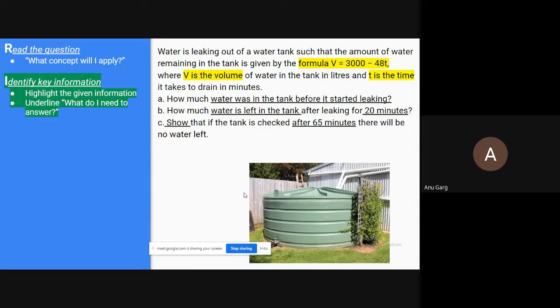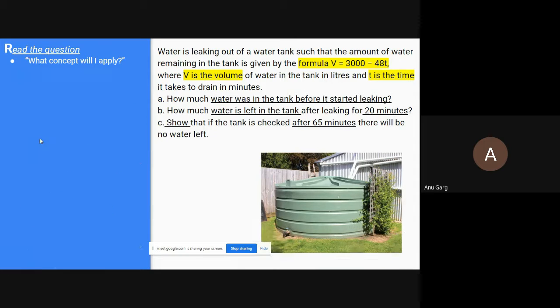Okay, so then identify the key information. I have underlined what I have to find. So I need to find how much water was in the tank before it started to leak, and then how much water is left after 20 minutes. And then I need to show, that is an important word here, I need to show that if the tank is checked after 65 minutes, will there be any water left or not? Okay, so that was my identify part done here.